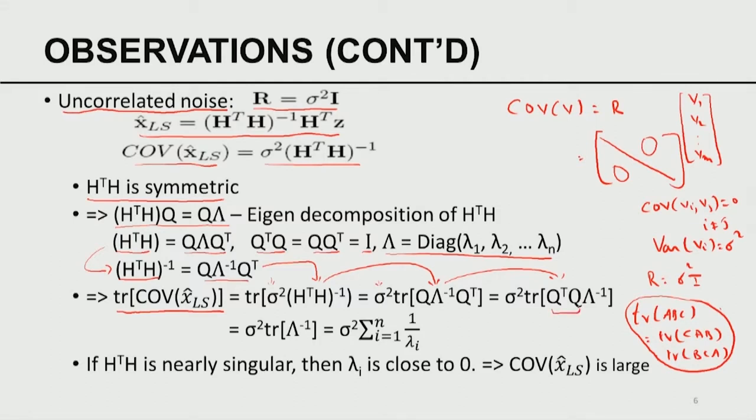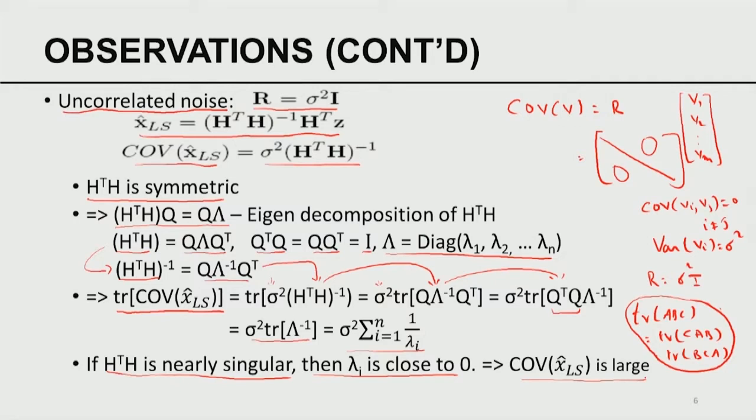Q Q transpose is I, therefore this quantity becomes the trace of lambda inverse. Trace of lambda inverse is simply the sum of 1 over lambda i, times sigma square. Beautiful. So the total variance in the estimate is simply sigma square times the sum of the reciprocals of the eigenvalues of the Gramian H transpose H. It's an absolutely beautiful result. So what does it tell you? If H transpose H is nearly singular, one of the eigenvalues is going to be close to 0. When one of the eigenvalues is close to 0, 1 over the smallest eigenvalue explodes on your face, which means the covariance of the estimate is large.